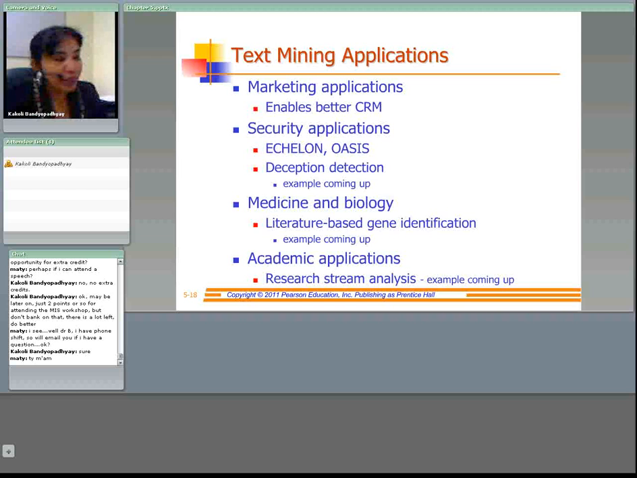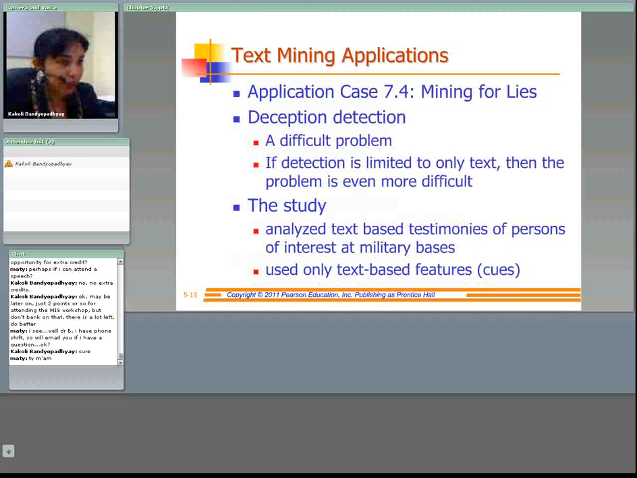So, in marketing, it is heavily used in enabling better customer relationship management by analyzing customer comments, blogs, call center data, which are mainly textual. In security applications, we can analyze the content of cell phone calls, faxes, emails, and also work on deception detection. In medicine and biology, we identify molecular interactions. And in academics, it's also getting popular where text mining can help better retrieval of research data.